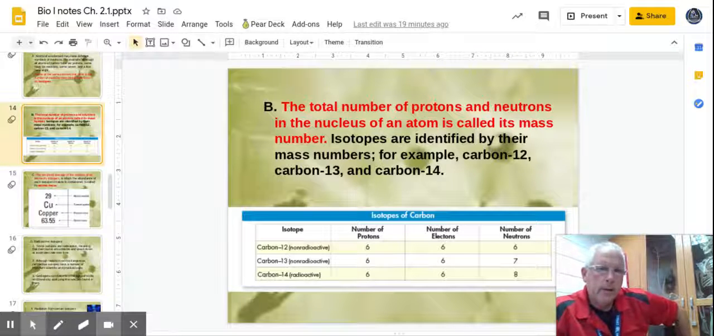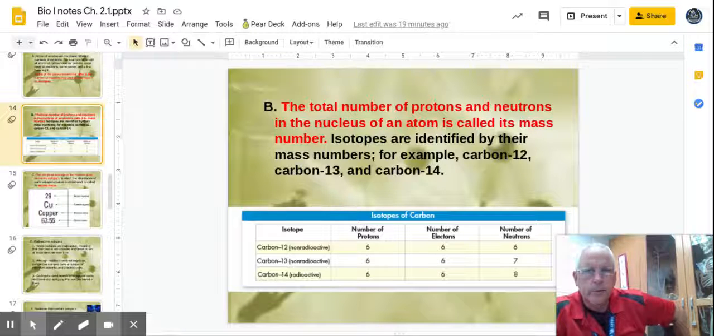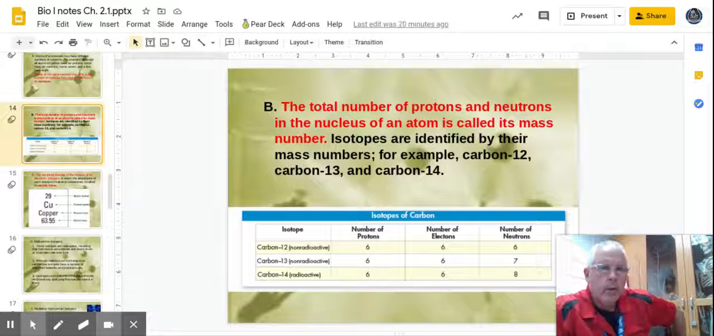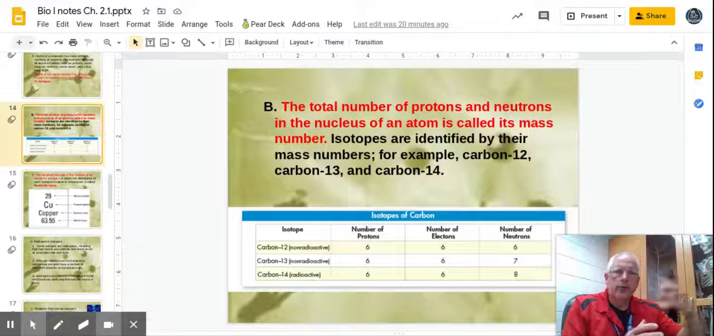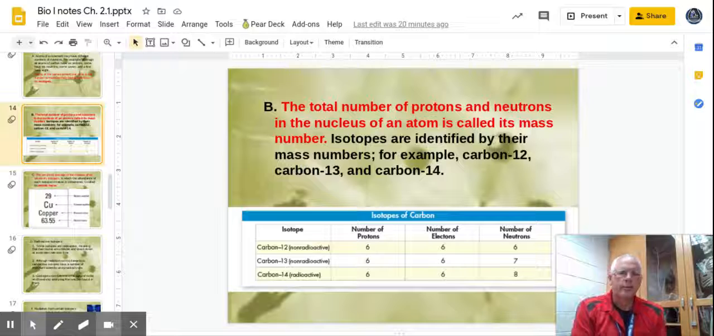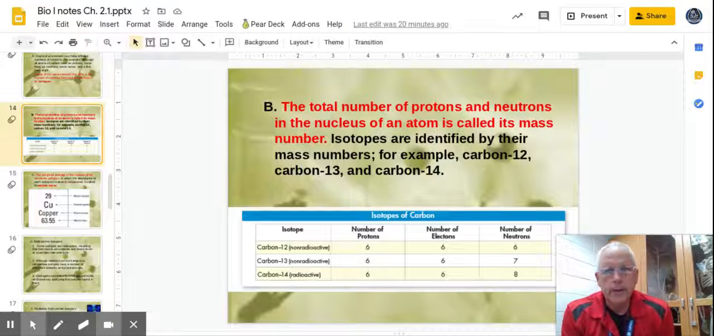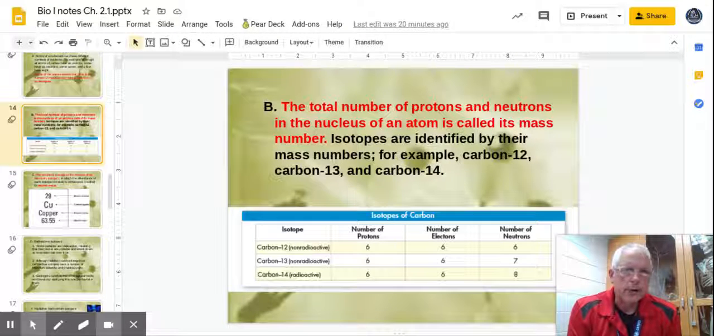Now, look at that. 12 and 13 are non-radioactive. Carbon-14 is radioactive. So what's the deal? When you get extra neutrons, they start to break down and decay, and they give off radiation sometimes. So some of these isotopes, we'll talk about that in the next video, we have to be careful with because they're radioactive or they behave a little bit differently than the other ones on the periodic table. So kind of be careful with that.